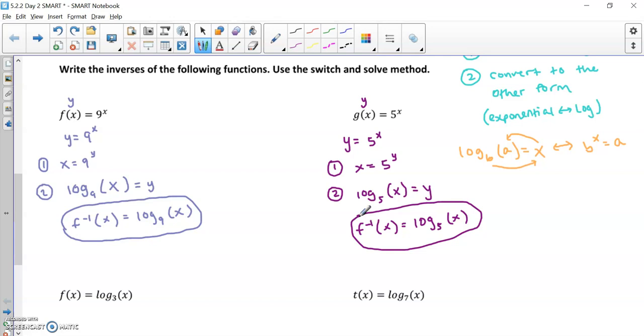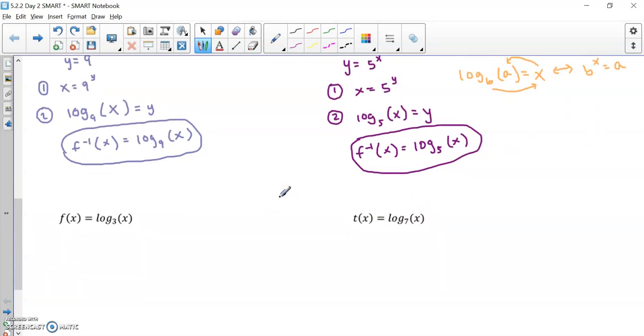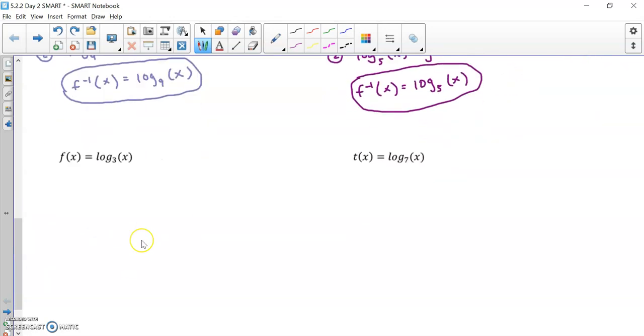form than it is to put them into exponential form, I think, in my opinion. So let's try some where we have to do that. Now we have log functions and we have to switch them to exponential.